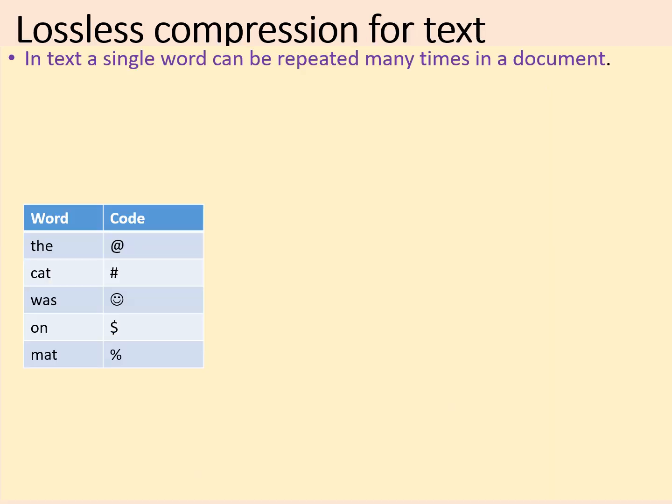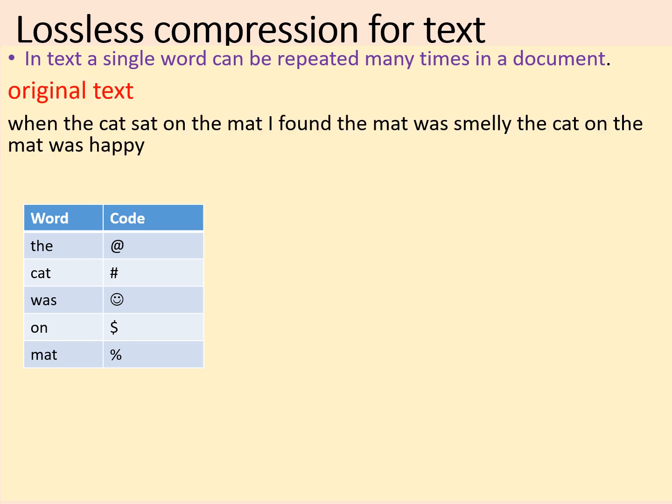We can do a similar thing for text. In text, a single word can be repeated many times. So we take this original text here: When the cat sat on the mat, I found the mat was smelly, the cat on the mat was happy. What we can do is create a dictionary. So I've picked out all the words that repeat, and I've given each one a simple code. I've just picked a character. The only important thing is that the character mustn't appear in the text.